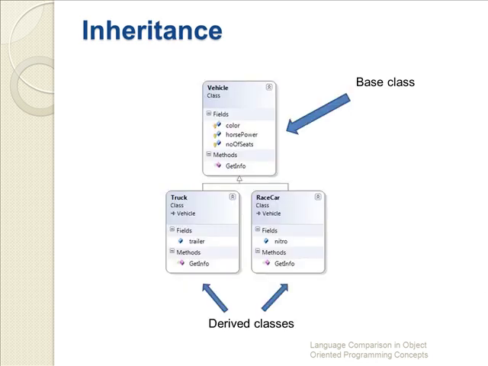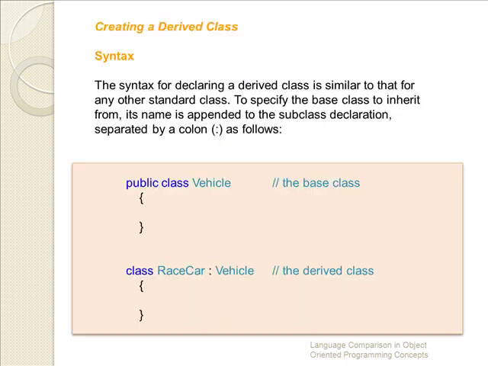This is a simple class diagram explaining the inheritance concept. Here, the vehicle class acts as the base class, and the truck and race car classes are derived classes. You can see the truck and race car classes inherit from the vehicle class, creating derived classes.